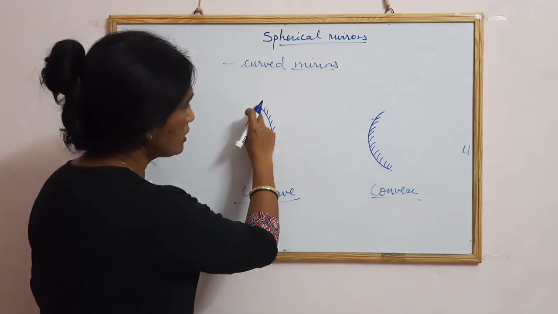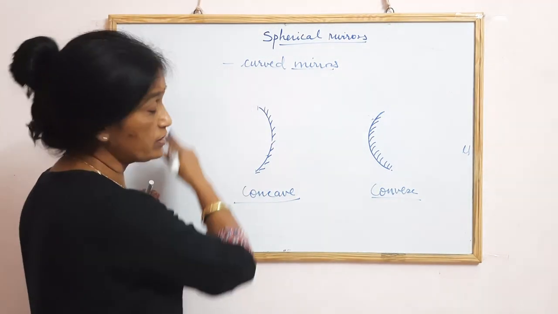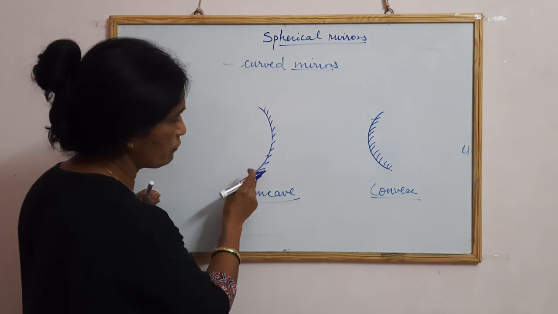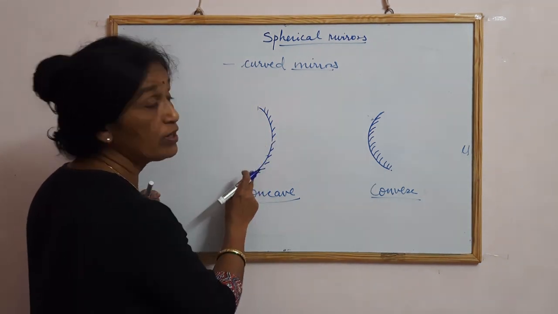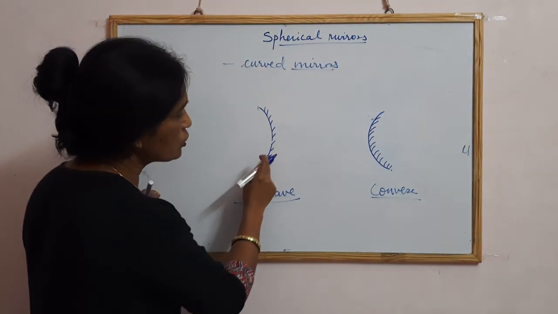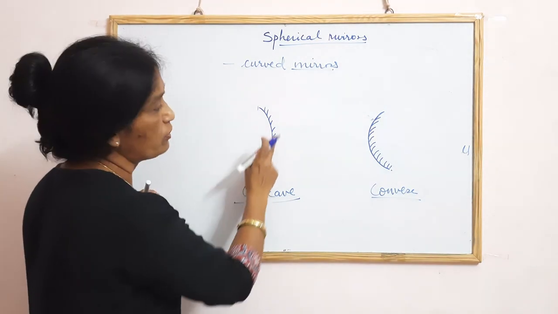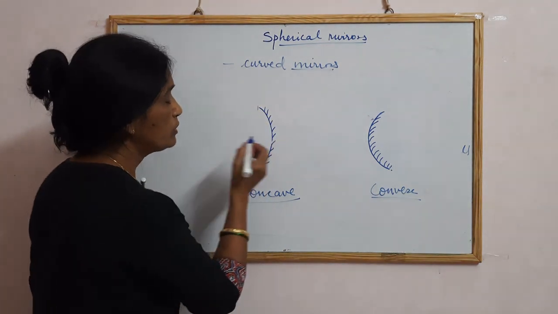So this is the curvature part of a mirror. From this point to this point, the distance between these two points is called the aperture. That is called aperture. And this piece is the curvature part of a mirror. Now the points.